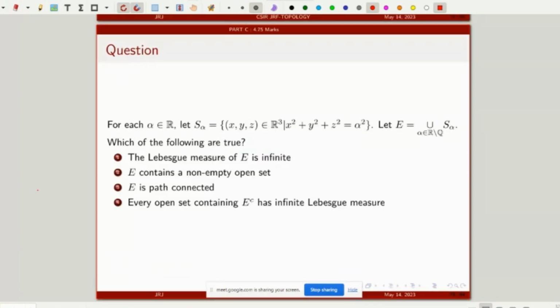So for each alpha belongs to R, S alpha is equal to the set of all x, y, z such that x square plus y square plus z square equals alpha square. So they are the spheres. Let E be equal to the union over alpha belongs to R minus Q of S alpha. Which of the following are true? The Lebesgue measure of E is infinite. E contains a non-empty open set. E is path connected. Every open set containing E complement has infinite Lebesgue measure.